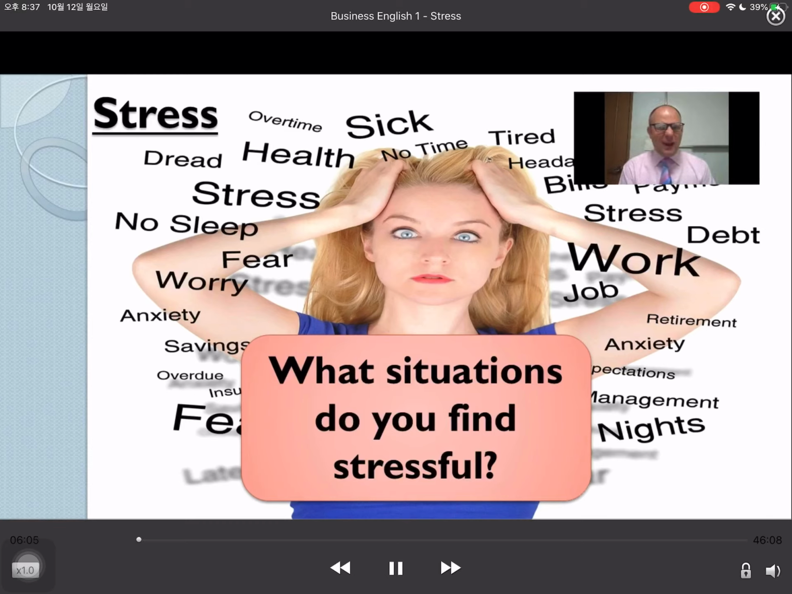I find driving quite a stressful thing, especially in Korea, because it's a very different driving culture from England that I was more used to. So yeah, I find driving in Korea quite a stressful thing. Driving in Seoul is especially stressful because I don't know the roads as well. Whereas my wife, no, not a problem for her. She doesn't find it stressful at all.